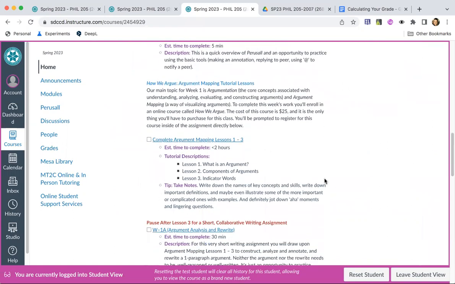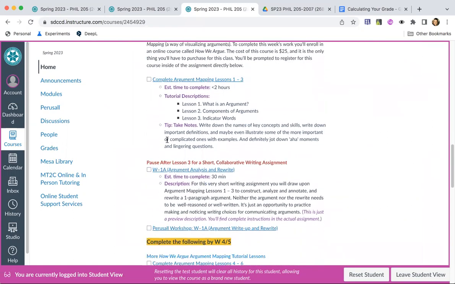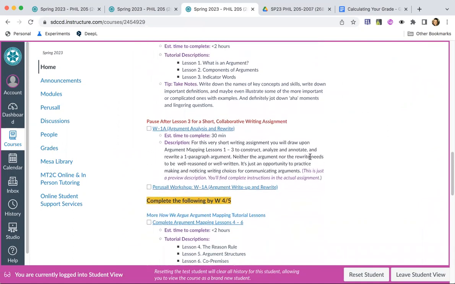So this is where we left off. After you've completed lessons 1 through 3, you will complete a short collaborative writing assignment. The complete instructions are in the link. And then after you've written your 2 paragraphs and submitted them here, you will follow this link, open up an assignment in Perusall and share your work there. I'll show you what mine looks like in a second.